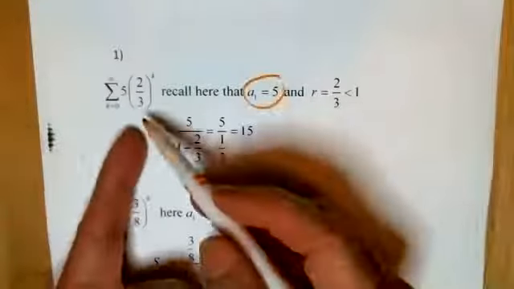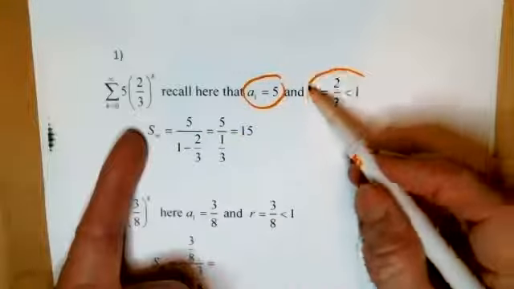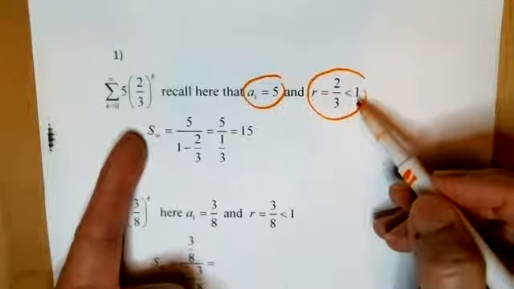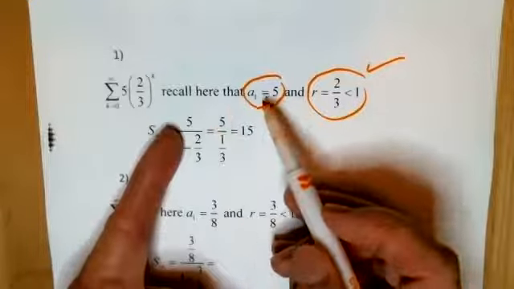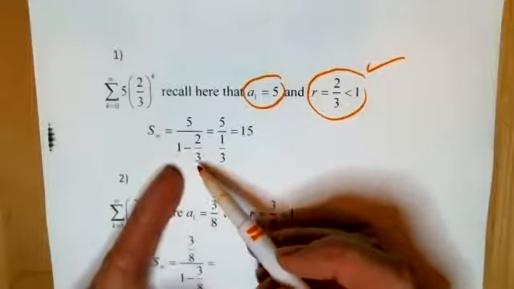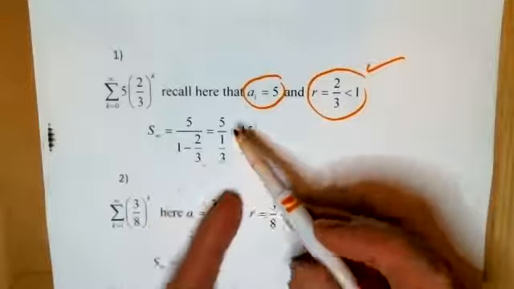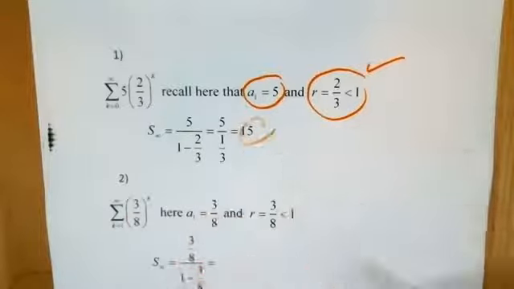We still have a sub 1 is 5. We still have our common ratio is 2/3. It's less than 1. We can use this. So our infinite sum is 5 divided by 1 minus 2/3, which is 1/3. We invert and multiply, and the sum of the infinite series is 15.